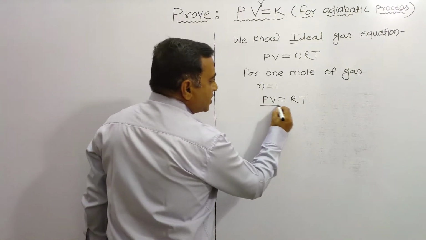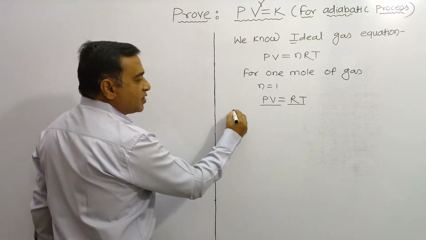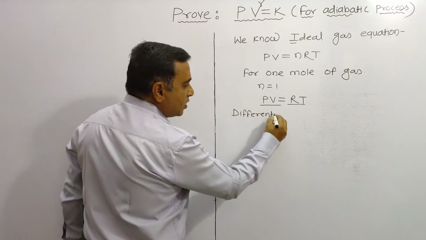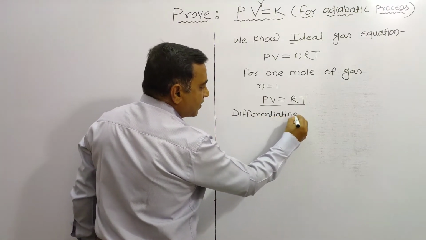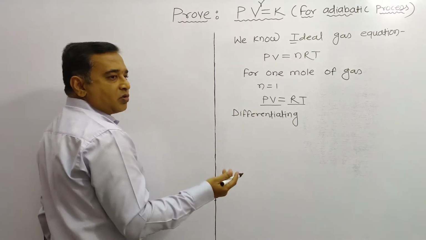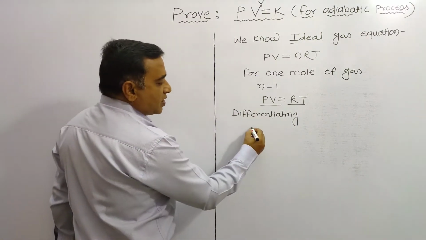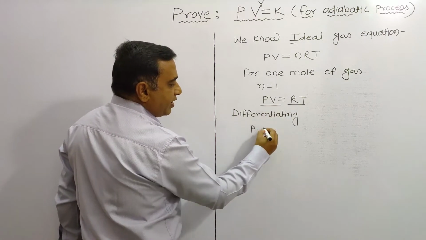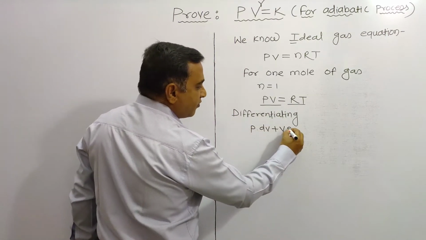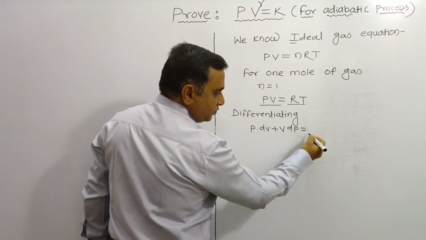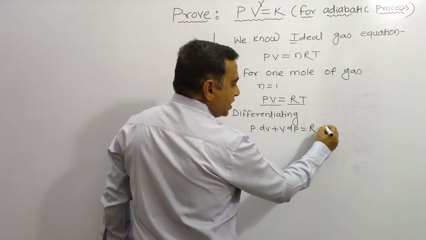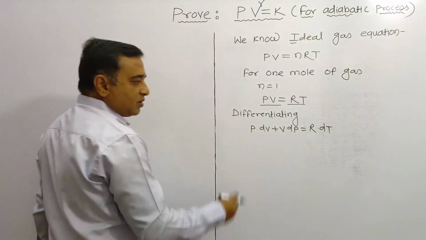Now we are going to differentiate this equation. After differentiating the above equation, we use the product rule: first function into derivative of second plus second function into derivative of first, equal to a constant which cannot be differentiated, into dT. This is the differentiated form.